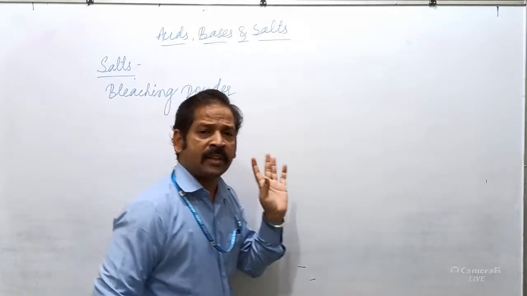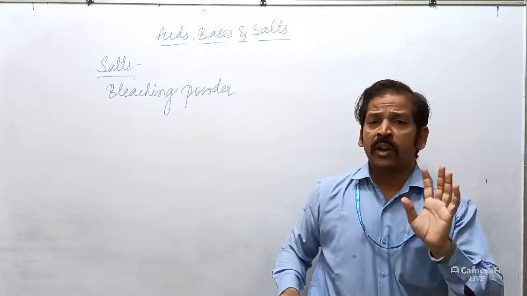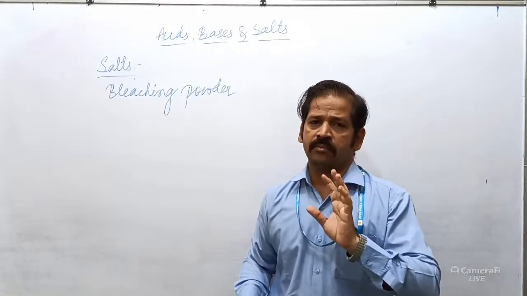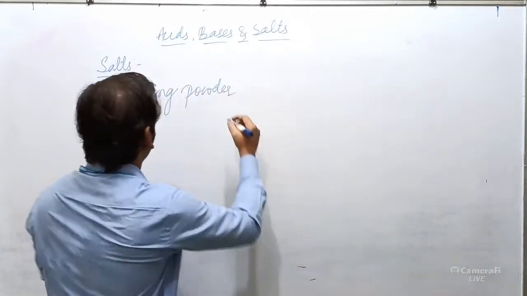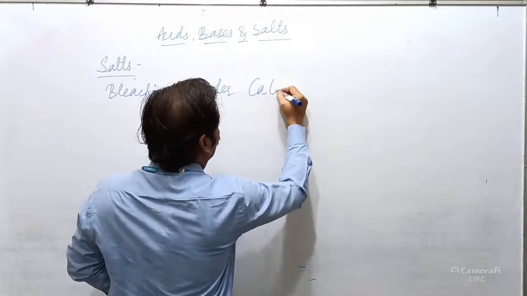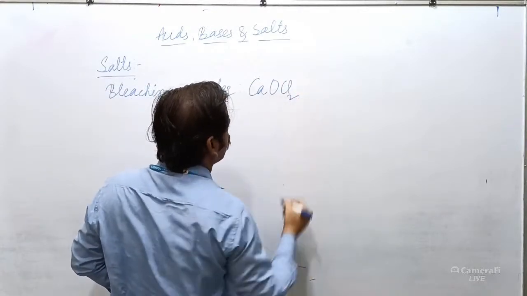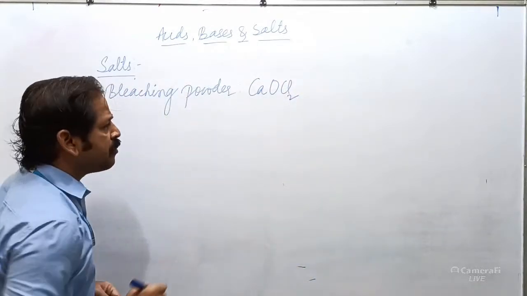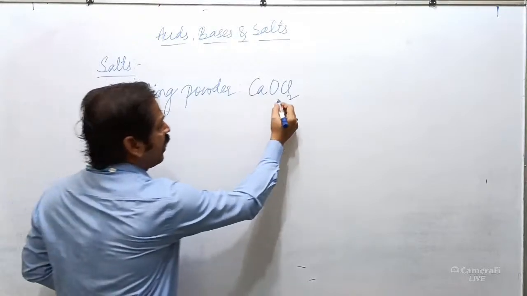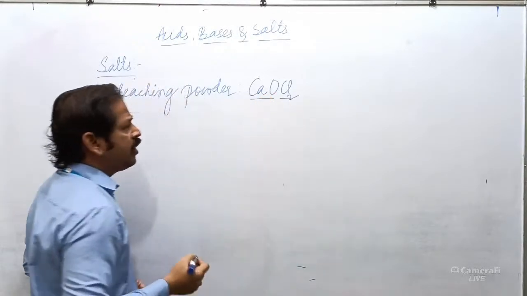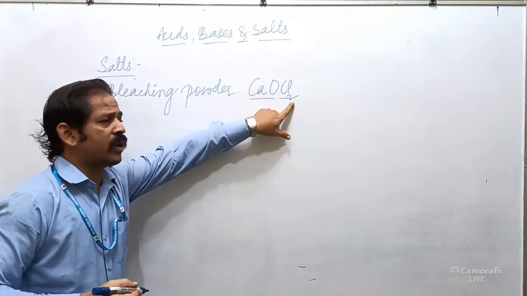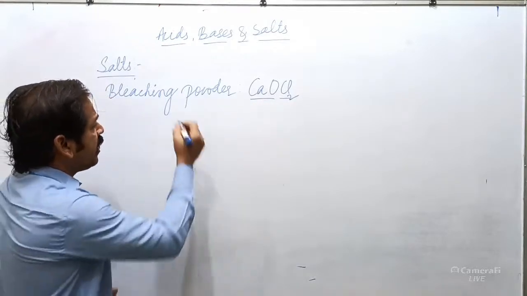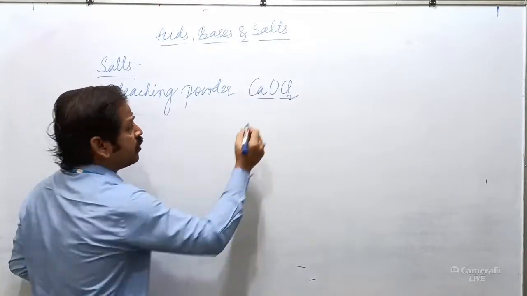It is also called chloride of lime, because its formula is CaOCl2, made of calcium, quicklime and chloride. Now it is a double salt.